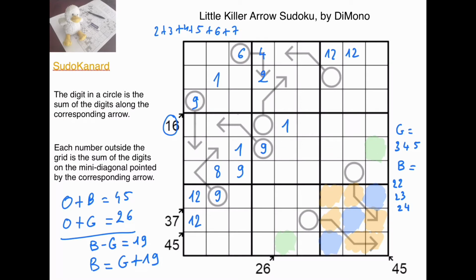Now, we know that this is not a 1. So the minimum here for the green becomes 4. And we know that blue must be either 23 or 24, which means there are a 9 and an 8 here, and a 6 or a 7, which remains to be determined. What else do we see? So 2 is around here.